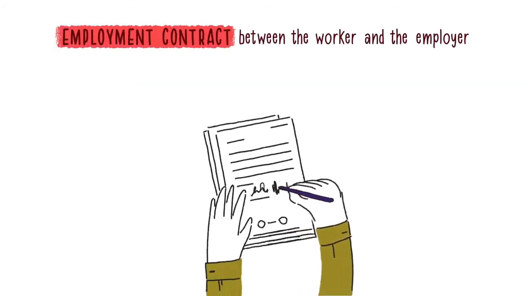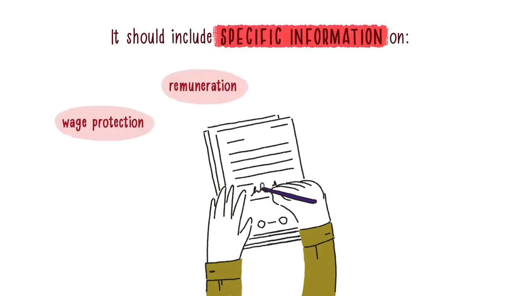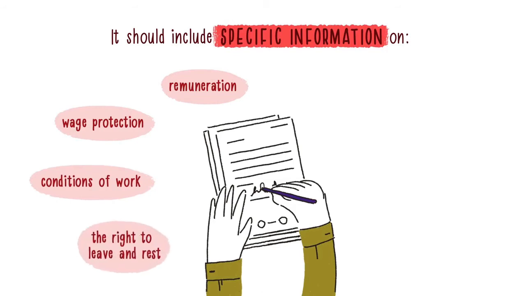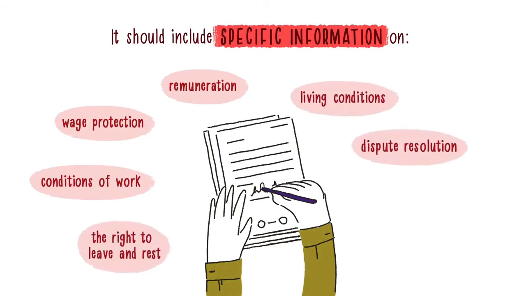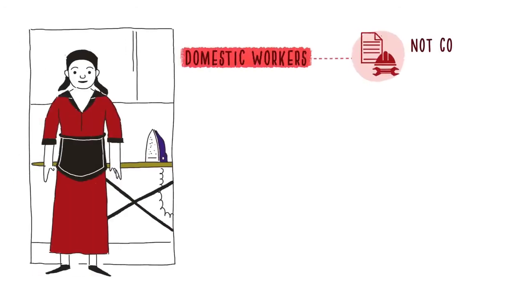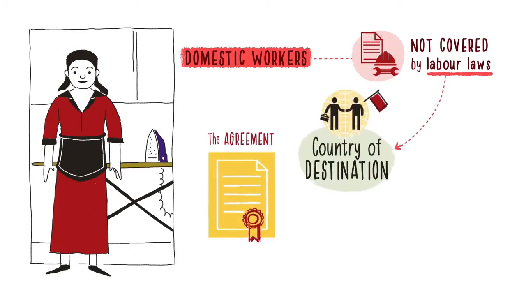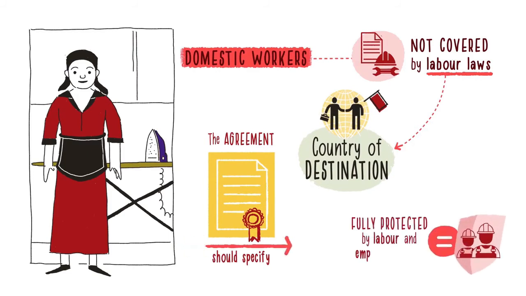A key provision in agreements for ensuring protection relates to the employment contract between the worker and the employer. It should include specific information on remuneration, wage protection, conditions of work, the right to leave and rest, living conditions, dispute resolution, and social protection provisions, including maternity protection. This is especially important for domestic workers, who are often not covered by labour laws in most destination countries. The agreement should also specify that migrant workers will be fully protected by the labour and employment laws of the destination country, on par with national workers.